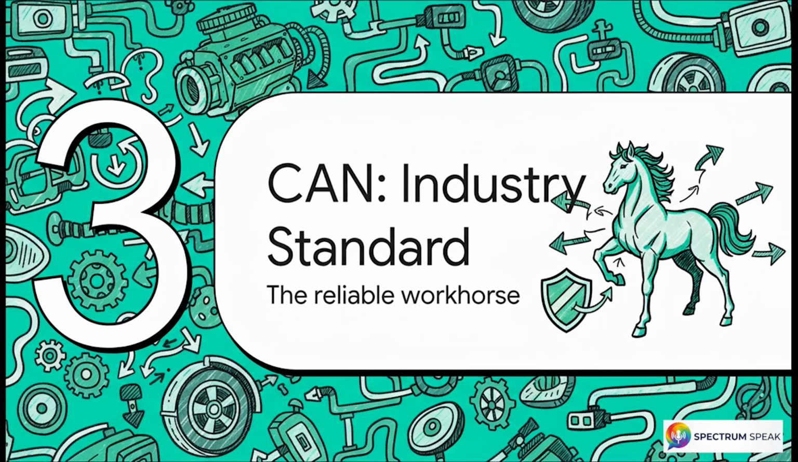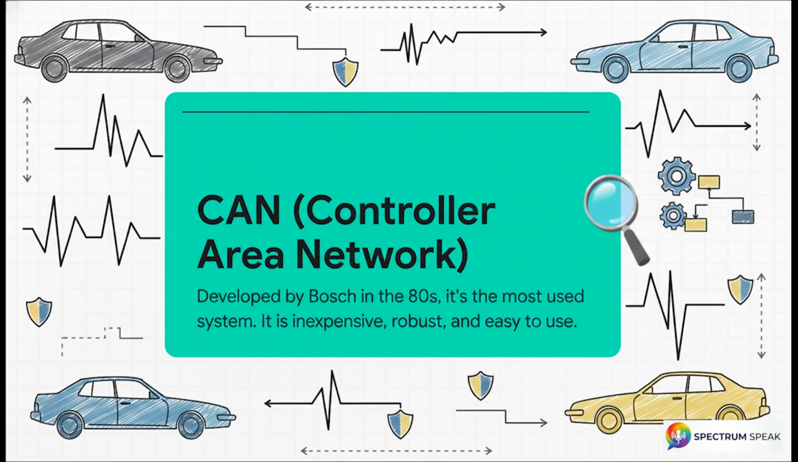Okay, so now let's move from that specialist to the real all-around workhorse of the car, CAN. This is without a doubt the most common and probably most important communication network you'll find in a car today. Yeah, this one's been around for a while. Developed by Bosch way back in the 1980s, the Controller Area Network, or CAN, just hit the absolute sweet spot. It's affordable, it's incredibly robust against electrical interference, and it's pretty simple to implement. All of that is why it became the undisputed industry standard for decades.